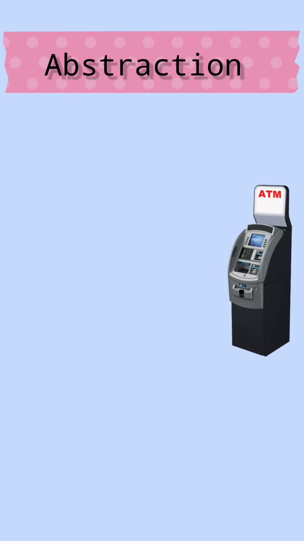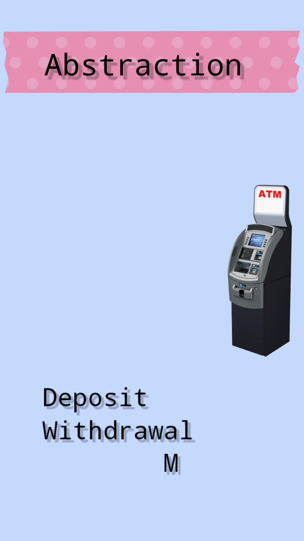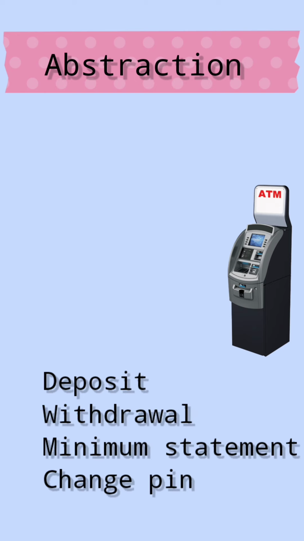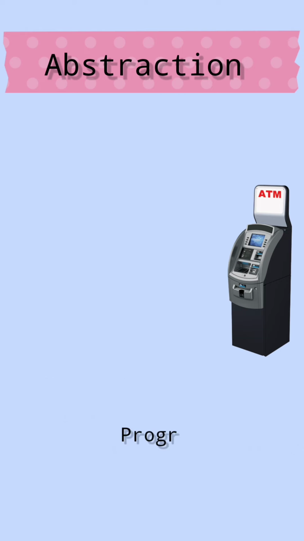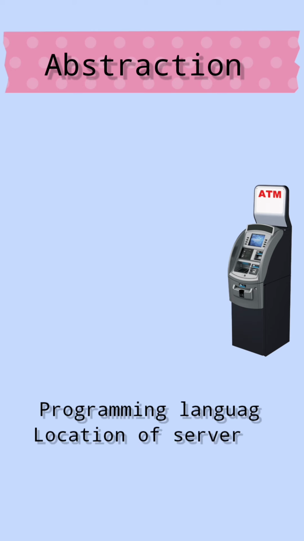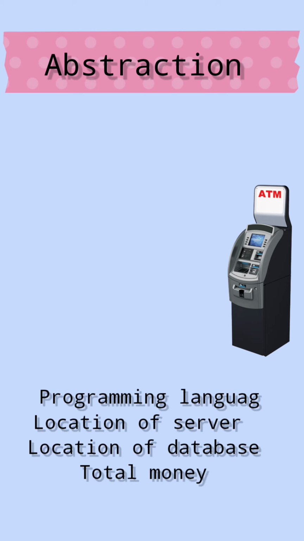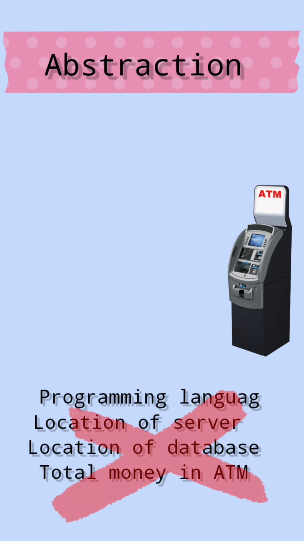When we go to the ATM, it shows only a few options to us like deposit, withdraw, mini statement, change of pin, etc. It doesn't show us which language, meaning .NET, Java, C#, it is going to execute for our request, where the location of the server is, where the location of the database is, which database it is using, how much money the ATM contains. All this information it doesn't show to us. It only provides relevant information in the form of a GUI.